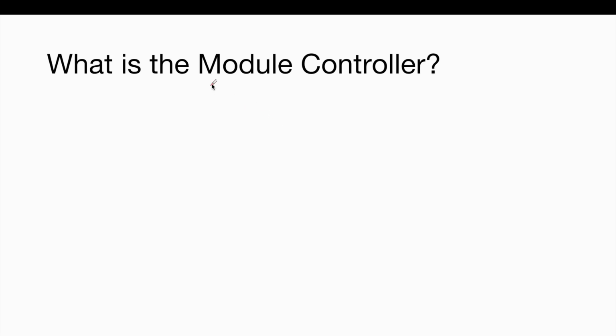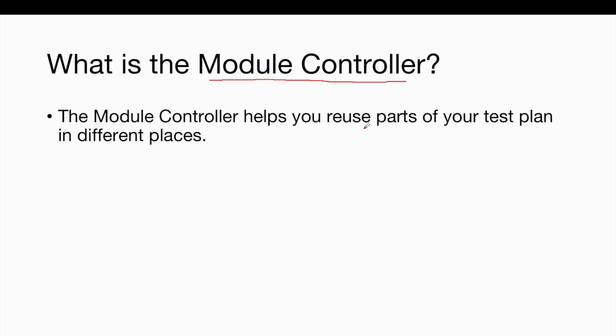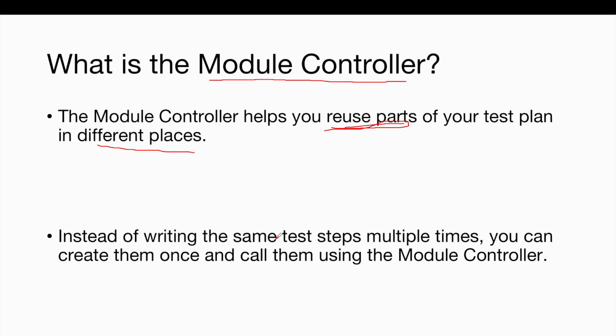Hello, welcome. In this lecture, let us discuss the module controller in JMeter. The module controller helps you reuse the parts of your test plan in different places. Basic use of module controller is to reuse the existing parts of the test plan. Instead of writing the same test steps multiple times, you can create the test steps once and call them using the module controller. Basic purpose of module controller is to call the test steps that you have created earlier.